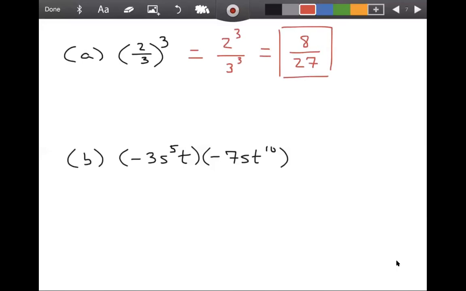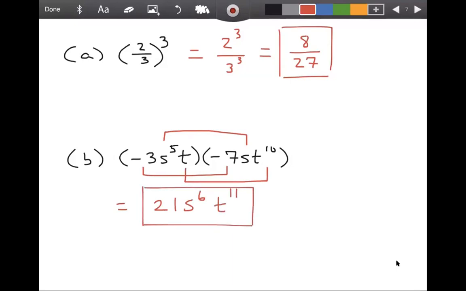Next, we have -3 s to the 5th t times -7 st to the 10th. So I'm going to multiply -3 times -7 is 21. By the product rule for exponents, s to the 5th times s, which we're going to think of as s to the 1st, is s to the 6th. And then t times t to the 10th is t to the power 1 plus 10, which is 11. So we get 21 s to the 6th, t to the 11th. Next example.